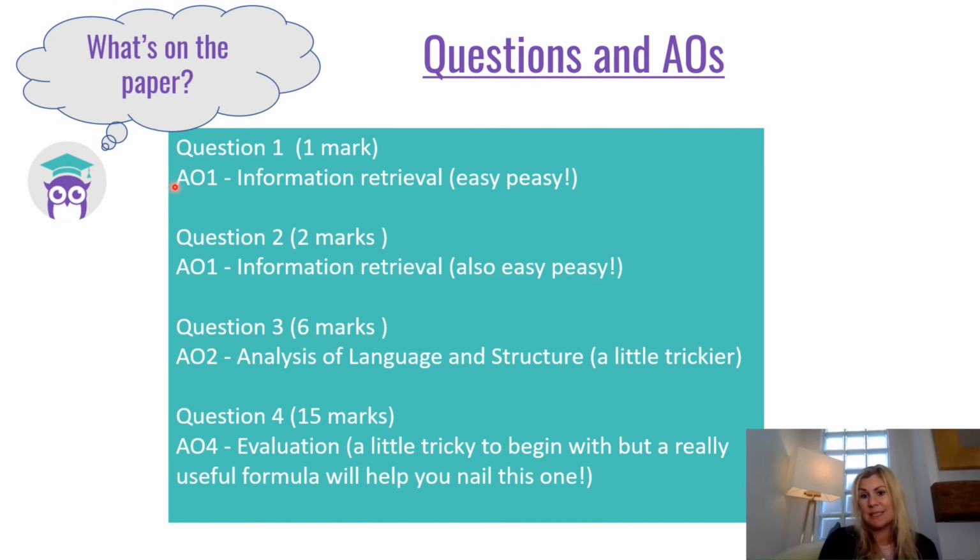Question 3 is slightly harder, which is why it is worth 6 marks. This is assessment objective 2, the analysis of language and structure. Again, they will prompt you to a small bit of the text, maybe 1 paragraph or 2 paragraphs max for you to analyse. The 4th and final question in this section is assessing AO4, which is evaluation.